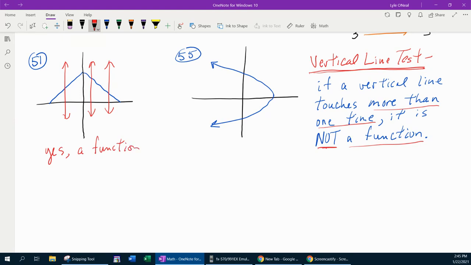But if you look at number 55, it doesn't take long to see that we could draw a vertical line that touches more than one time. And it only takes one place to disqualify your graph from being a function. Okay, so this would not be a function. Do you understand that? It's not a function because there is a place where a vertical line touches more than one time. And so that's a brief overview of the vertical line test, showing how you can determine if a graph is the graph of a function.